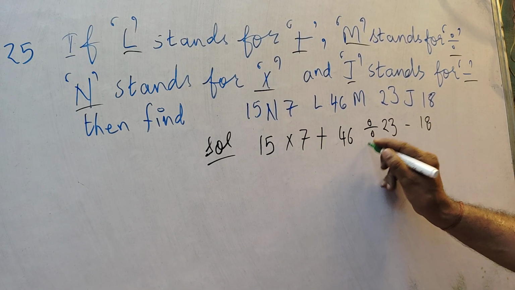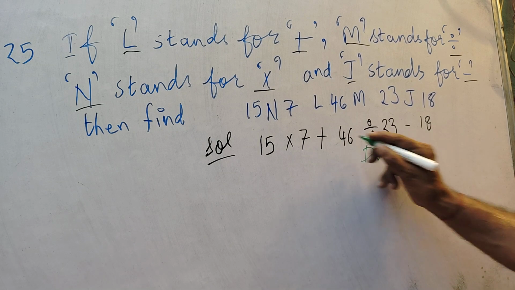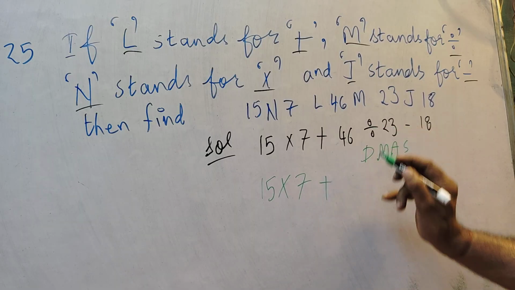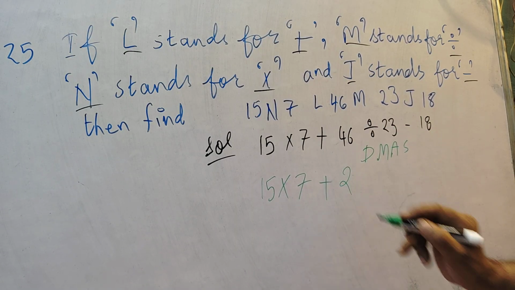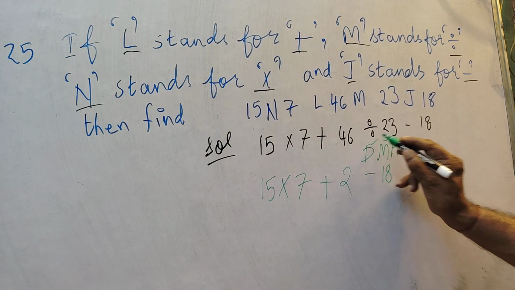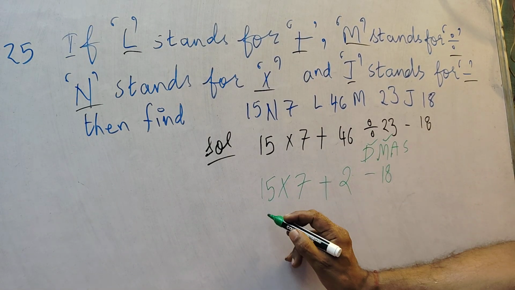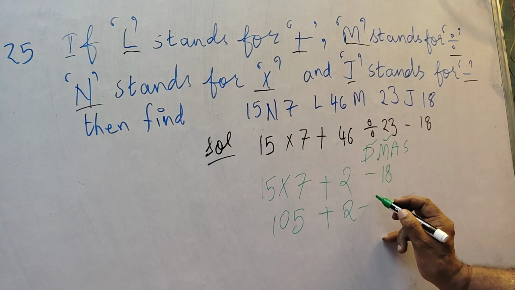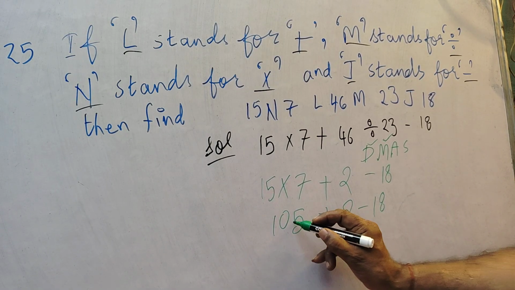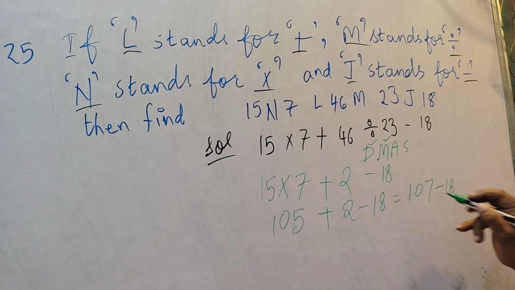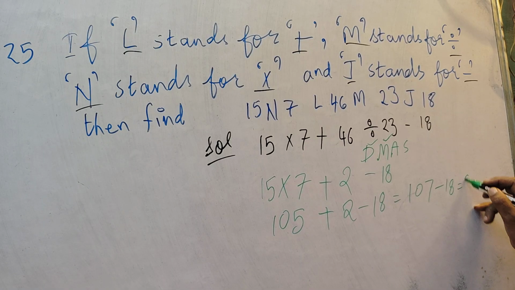Next, divide we solve first. So what we get? 46 divide 23. We get 2. Now multiply: 15 times 7 is 105. Now same sign add: 105 plus 2 is 107, minus 18 is 89. So 89 is the A option given.